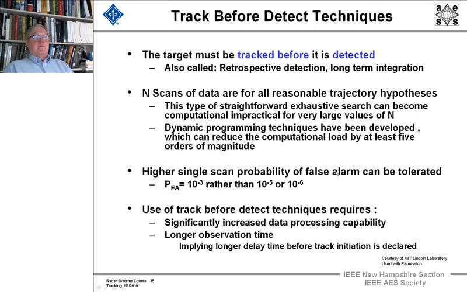A higher single scan probability of false alarms can be tolerated. We could set the false alarm rate to 10 to the minus 3 or 2 or whatever, rather than 10 to the minus 5 or 6, which tend to be used for air traffic control radars, ideally in Gaussian noise, 50 or so scans, 50 or so false alarms per range azimuth Doppler cell. The use of these techniques significantly increased data processing capability, as I've been saying all along, and that implies a longer delay time before track initiation is declared.